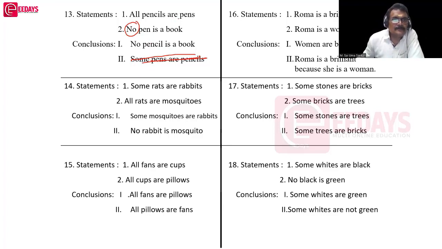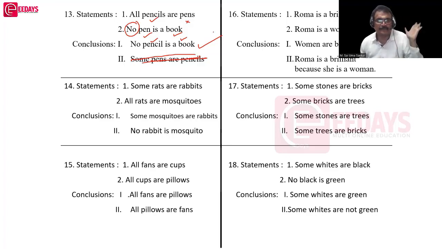Next, no pencil is a book. What is the middle term? That is pen. It is not there in the conclusion. Pencil, pen, book. Okay, no pencil is a book. Here, both the terms are distributed in the conclusion and the statement as well. So, the first conclusion is a valid mediate inference.